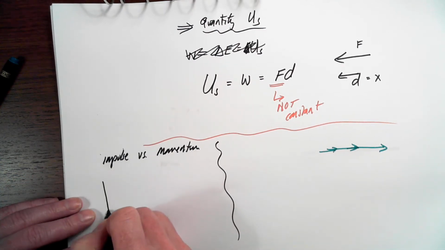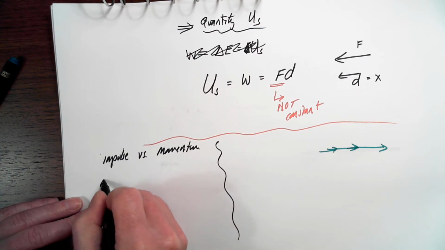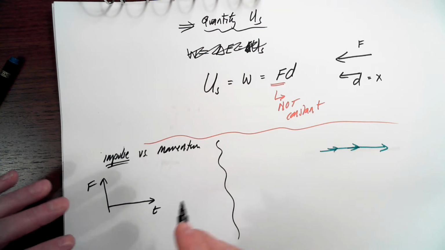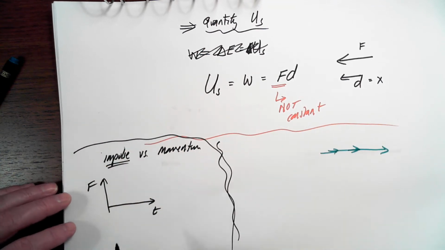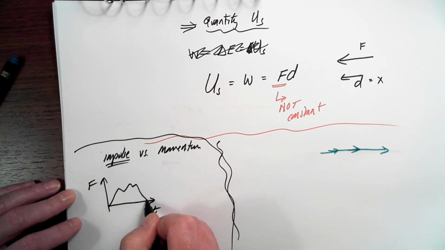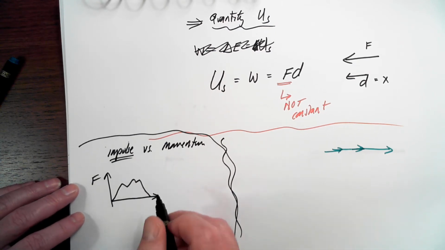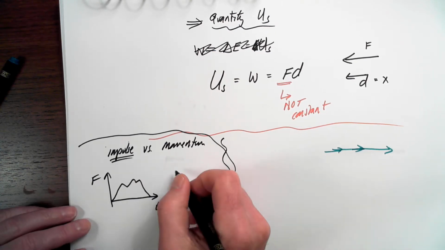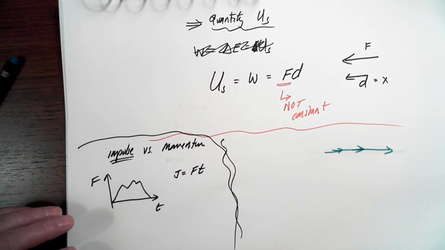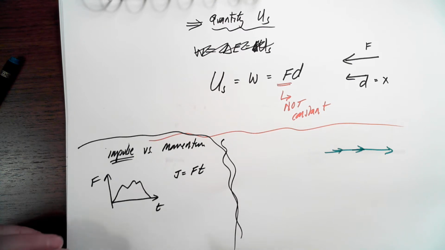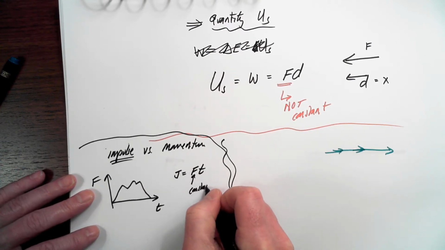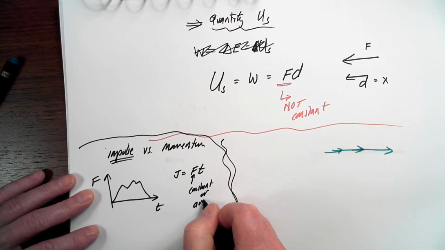If I have a force and it acts over time, this is impulse now, just revisiting. If I have a force and it does some crazy thing like this, and it acts over time, how would I get the impulse? Impulse, J, is F times T, but that's not true. Well, this either has to be constant or the average of the force.